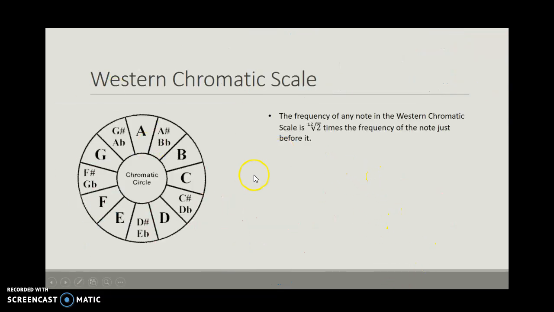So what we know now about the Western chromatic scale is the frequency of any note in the Western chromatic scale is the 12th root of 2 times the frequency of the note just before it. So if I take a B note and take its frequency and multiply it by the 12th root of 2, I will get the frequency of the C note. If I take the frequency of the C note and multiply it by the 12th root of 2, I am going to get a C sharp, and so on and so forth.